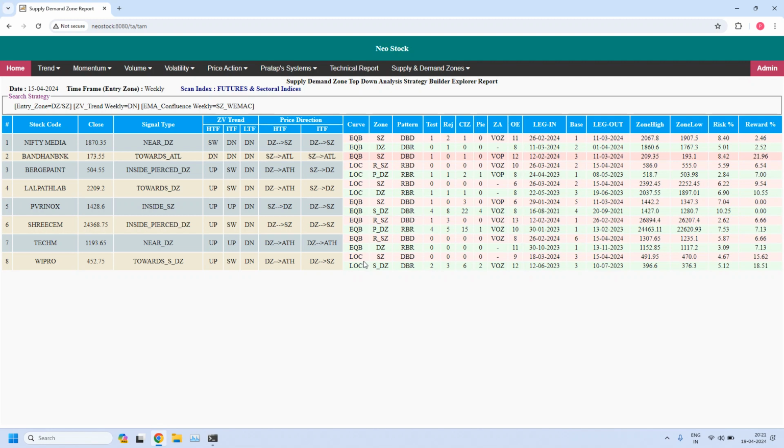Some of these are all-time low stocks. Bandhan Bank is not having any weekly demand zone, so it is an all-time low. It is an all-time low supply zone. Earlier you have seen examples related to all-time high demand zones. Now this is the example for an all-time low supply zone. It doesn't have any demand zone.